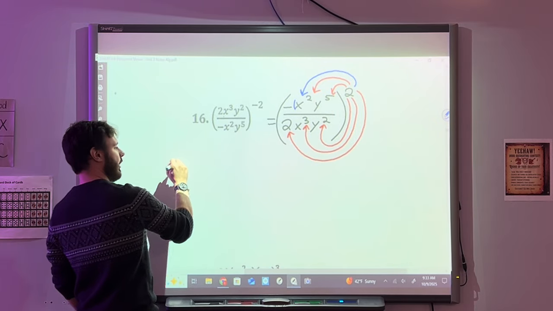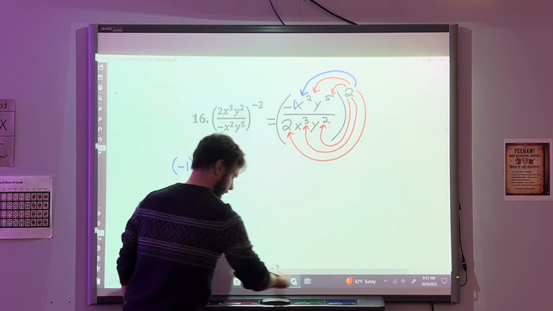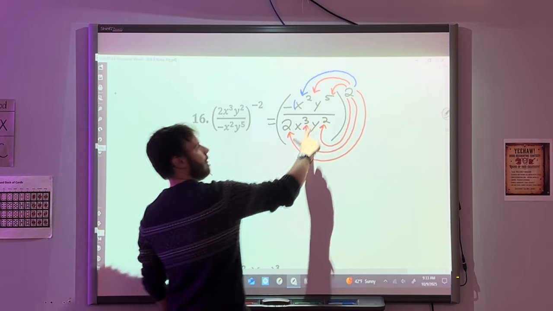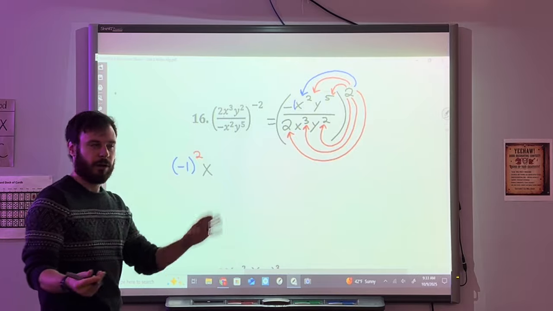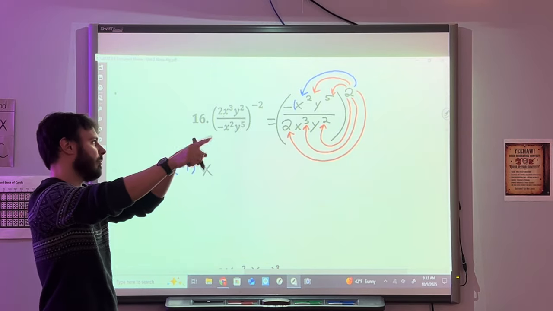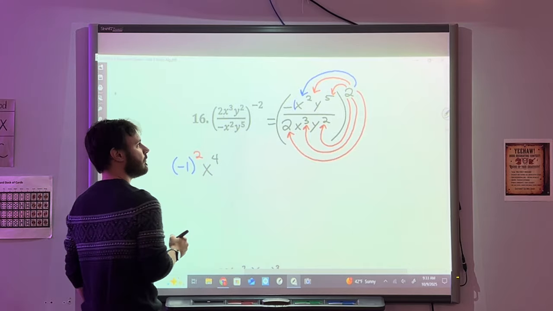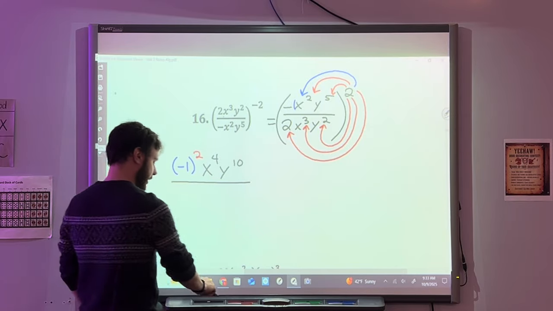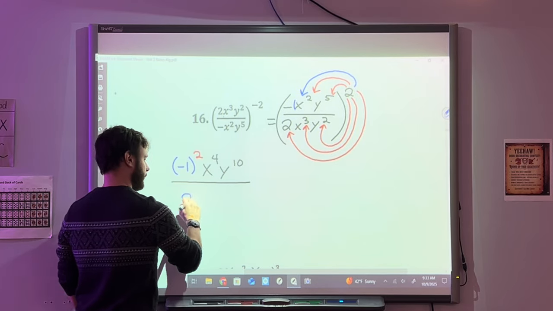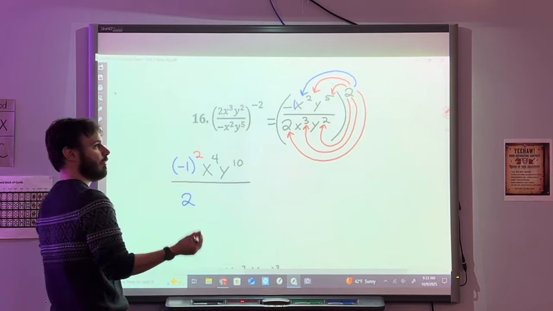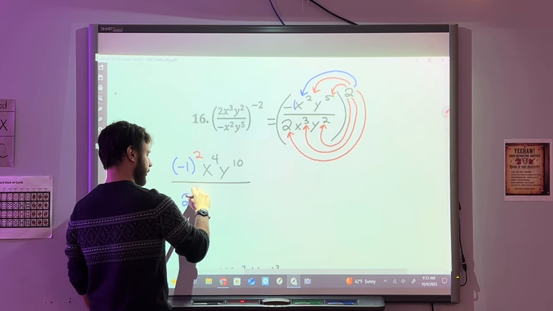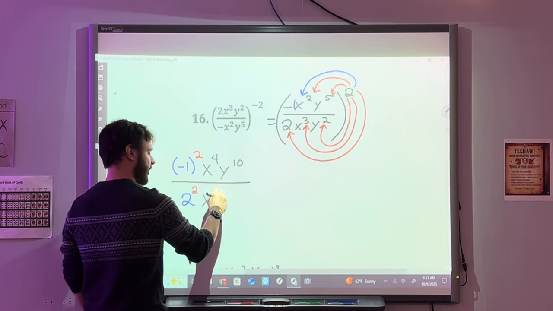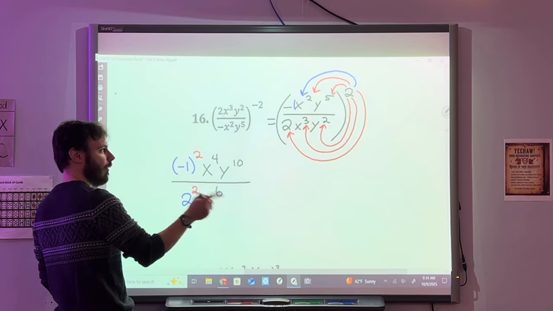So let's see here. I have -1 being squared. And then I have x squared, and we know when we bring stuff in like that, right? Exponent already have an exponent. We multiply, so that's gonna be 4. Y to the 10. Okay, that's my numerator. Then I'm gonna have a 2. And real numbers get raised. So that's gonna be 2 squared as well. X has a 3, 3 times 2 is 6. Y has a 2, y times 2 is 4.